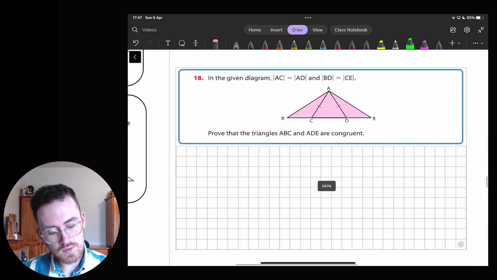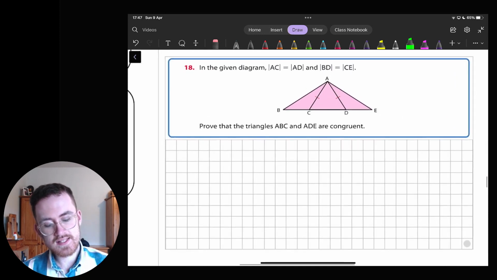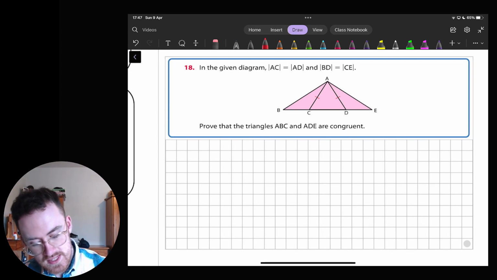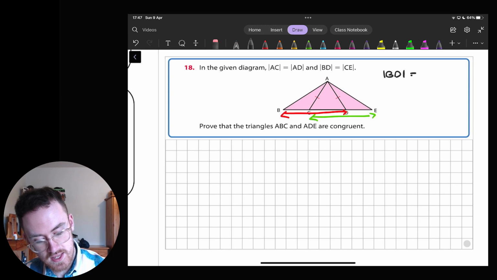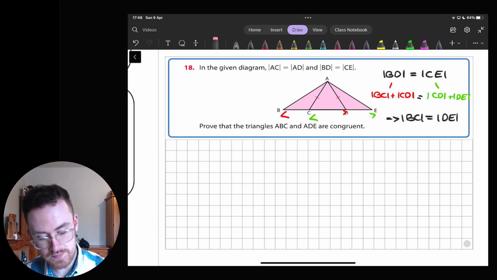So looking at that in practice, we'll give a go to this example here. We're told AC is equal to AD and BD is equal to CE. Looking at BD here, BD is this point here and CE is this one here. If we take this to the side, BD being equal to CE, I can split BD up into BC plus CD, and I can split CE up into CD plus DE. If those two things are equal, that must mean that BC would be equal to DE. Okay, so that's going to be important for us.